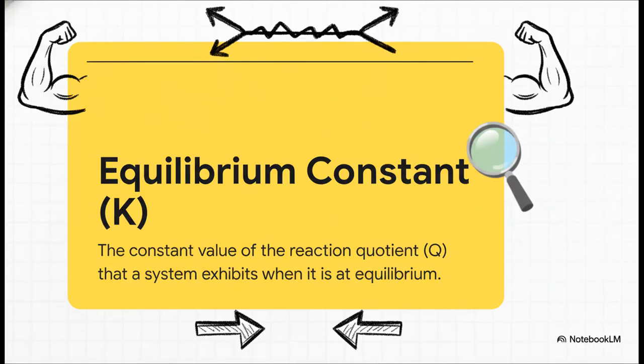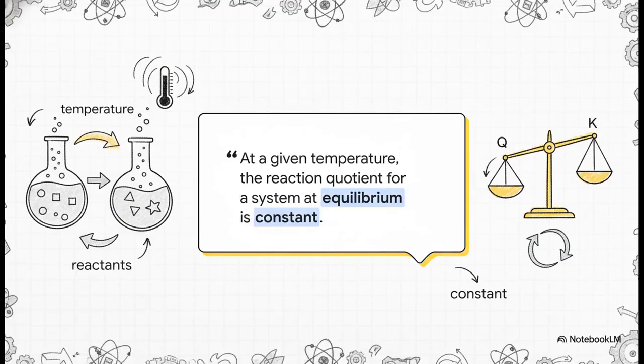This final destination, this very specific fixed value of Q that every reversible reaction is trying to get to, has a special name. It's the equilibrium constant, or just K. It's that sweet spot where the forward and reverse reactions are happening at the exact same rate, and that whole tug of war is perfectly balanced. This incredible idea is known as the law of mass action. It's a fundamental rule of the universe, really.